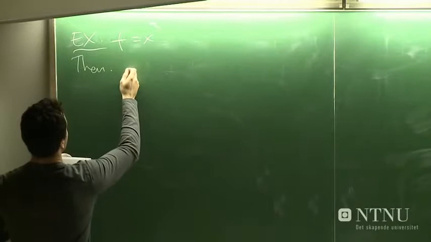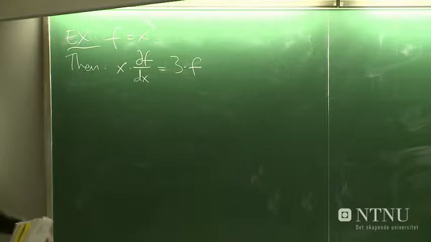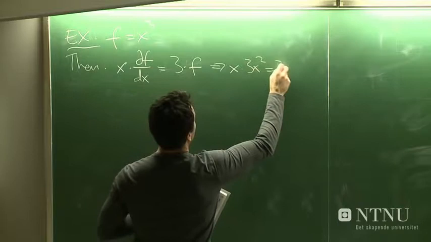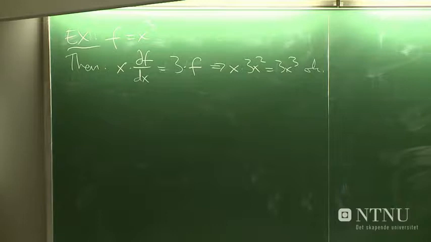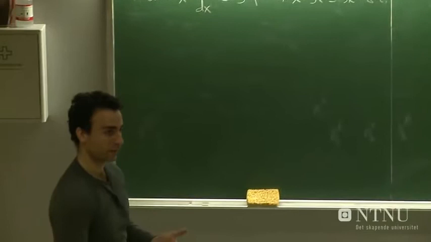So we should have x multiplied with the derivative of f should be equal to 3 times f. And that's okay. Now, when we're dealing with the Lagrangian of the system here, we actually have a homogeneous function, which we can use this theorem on. And that is the kinetic energy.